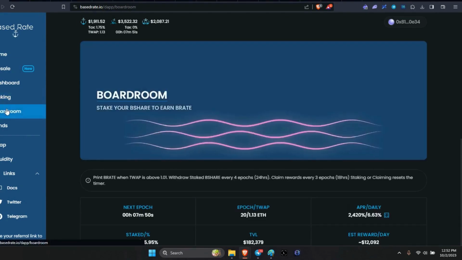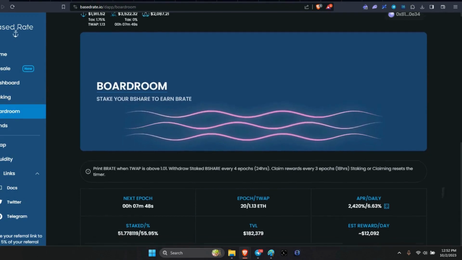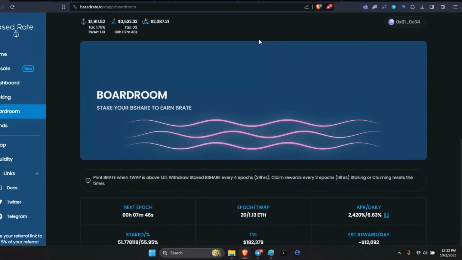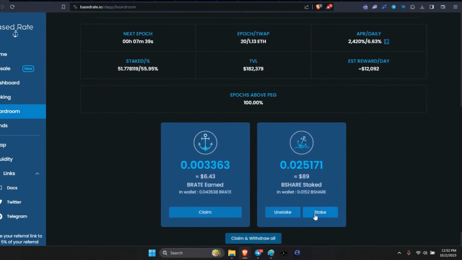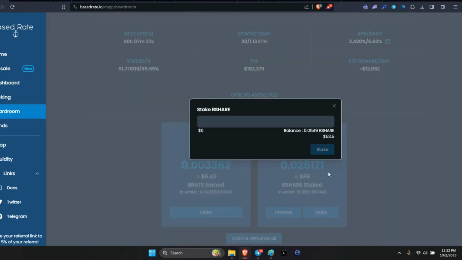Then you have the boardroom over here. Now, especially while it's still over TWAP up here, which I said is $1.13, you can come in here and it's going to be the same thing. You're just going to click stake. It's going to pop open. It's going to say approve. You got to approve it first.